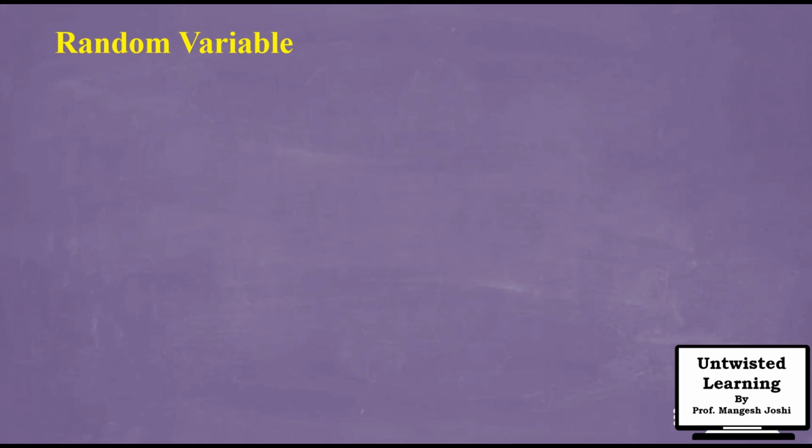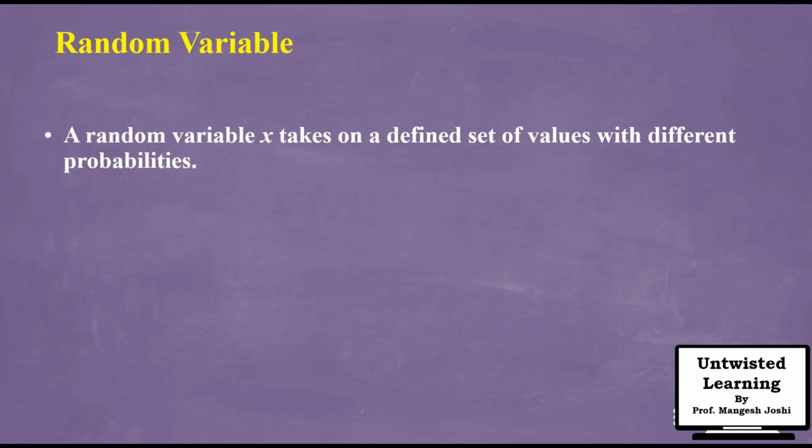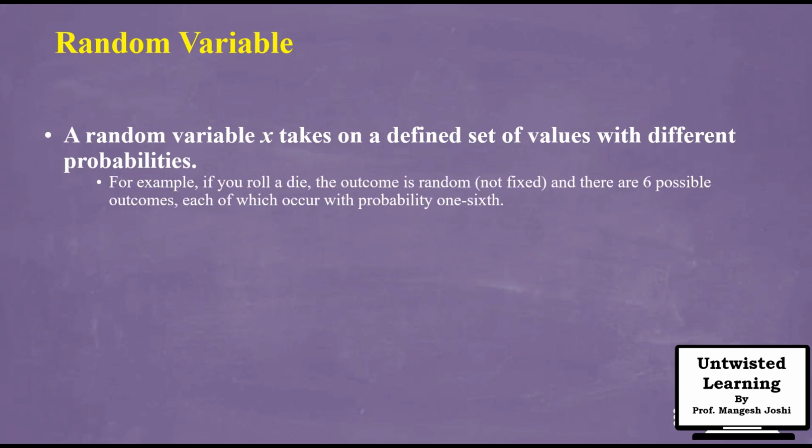Now, random variable. A random variable x takes on a defined set of values with different probabilities. For example, if you roll a die, the outcome is random, which is not fixed, and there are 6 possible outcomes, each of which will occur with a probability of 1 by 6.